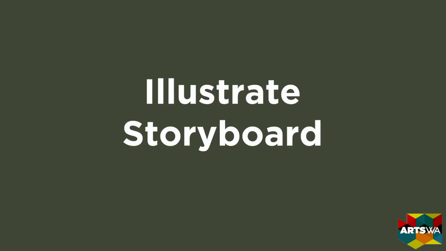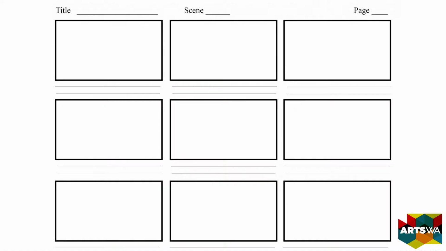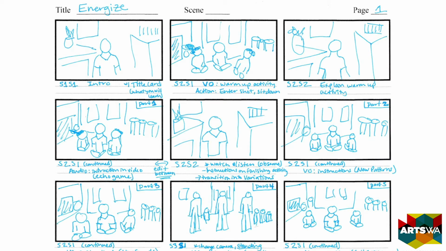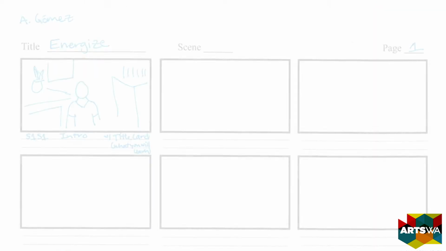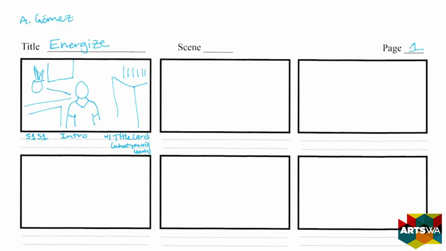Illustrate storyboard. This is a blank storyboard template, and this is a storyboard template filled in with each scene from your film illustrated with notes underneath. How do we start? We can start with the first shot, and it's the introduction. There's some title cards, and this is where we think we'll want to film, somewhere like this.